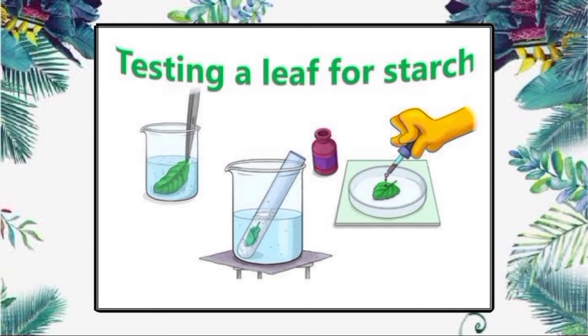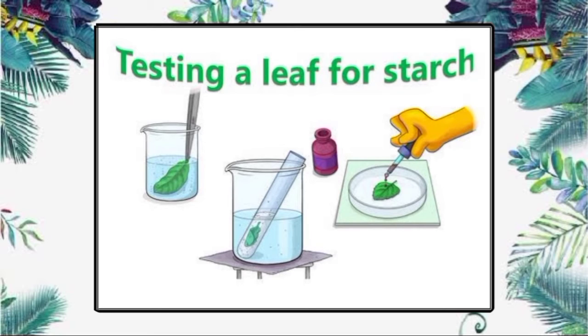Now second experiment is testing a leaf for starch. Aim: to prove that light is needed by leaves for photosynthesis. Things needed are a potted plant, beaker, water, spirit, iodine solution, and dropper. Method: first step, keep a healthy potted plant in a dark room for a day or two. Water the plant at regular intervals.